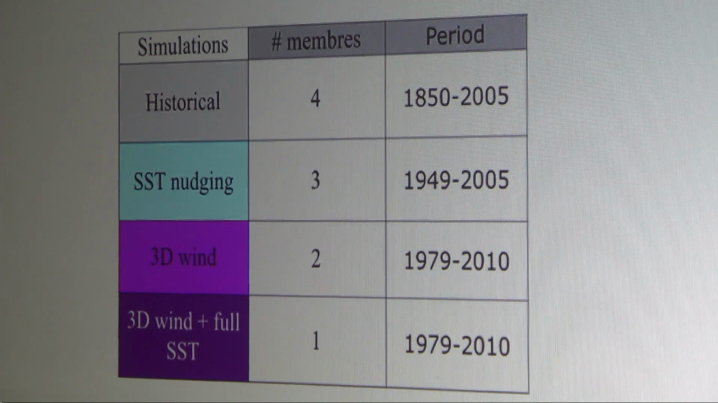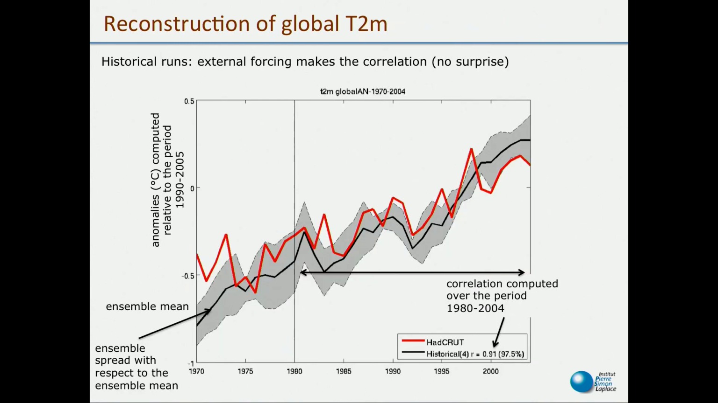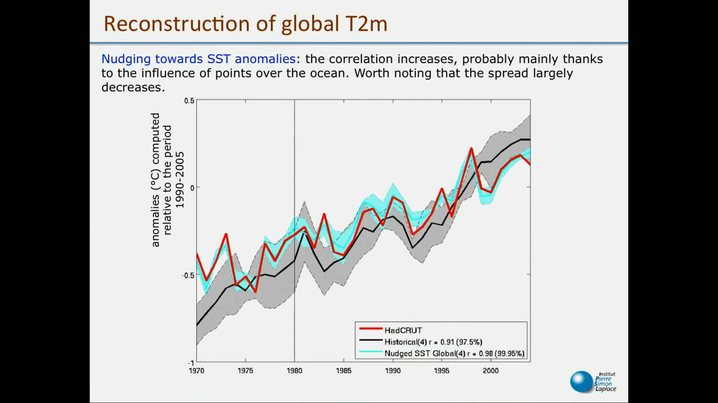Here you cannot use anomaly SST because you cannot use anomaly winds. I won't go into the details, but anyway. So this is what we get with our historical runs. And these are the observations in red and the different observations. So we have a correlation due to external forcing. This is with our nudged SST. We reduce the spread. We increase, as expected, the correlation with the observations, with nudging to the observed SST.